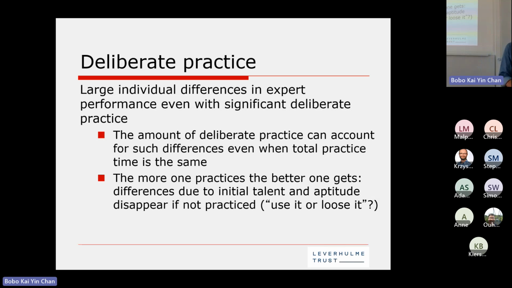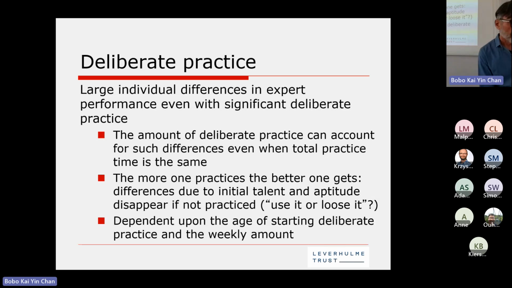Some people could have some abilities, some talent or aptitude for a specific area, but if you don't practice it, people say use it or lose it. Whether you practice and improve, or you can lose that initial benefit you might have in some specific area. Therefore, the earlier the start of deliberate practice could also have important implications.